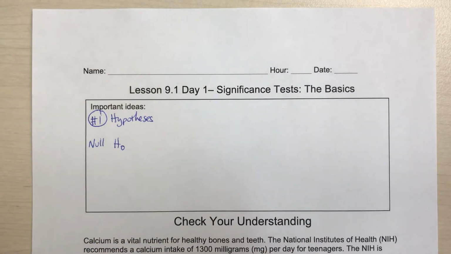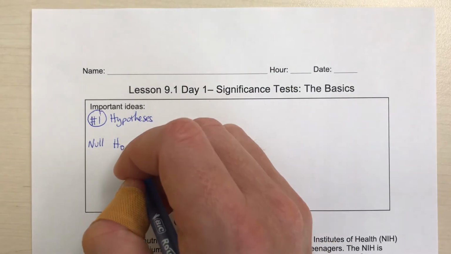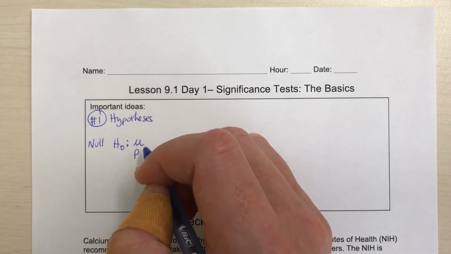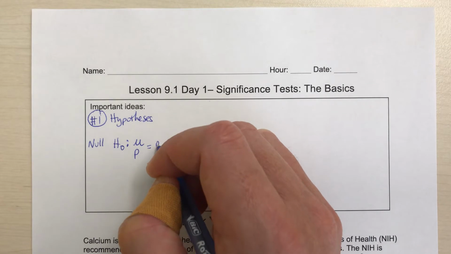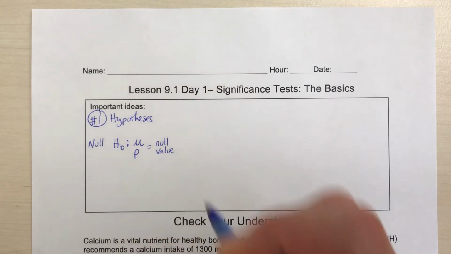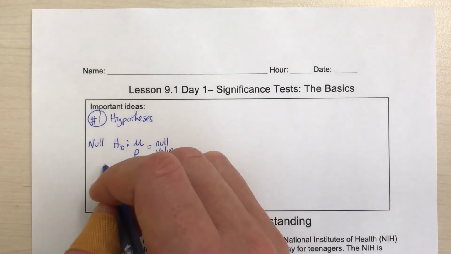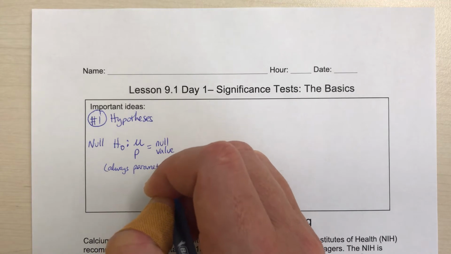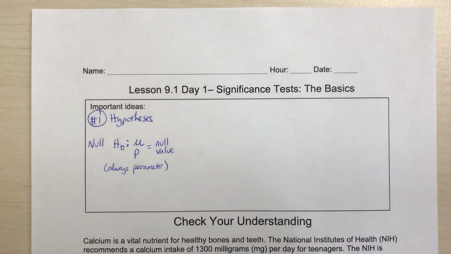The hypotheses are always going to deal with the true proportion or the true mean. They're always going to be for a parameter. So for H naught, we will always say that mu or p is equal to some, what we call a null value. It could be a proportion, some number. This is always a parameter. Now we will be using sample means and sample proportions to come up with our p-value, but our hypotheses are for the true population parameter.